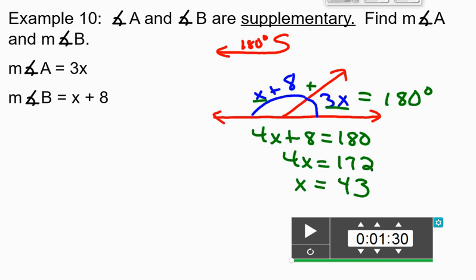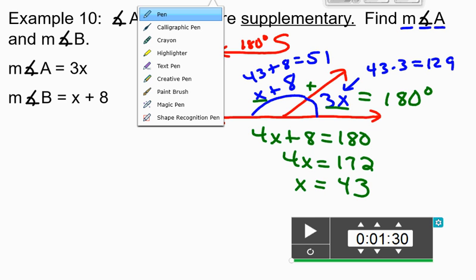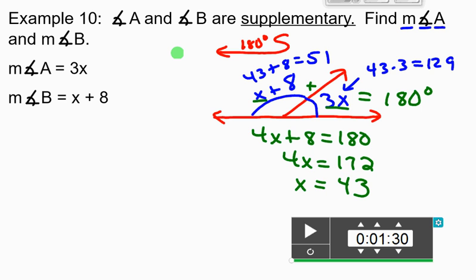And then, of course, you can go back and plug it back in. So it says find the measure of angle A. So that's going to be 43 plus 8, which is 51. And 43 times 3, if I plug it in here, is 129. And when I add 51 and 129, I get 180. So I did everything correctly.